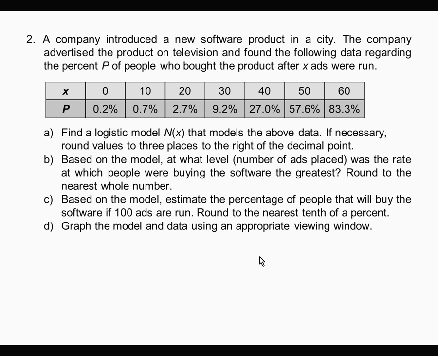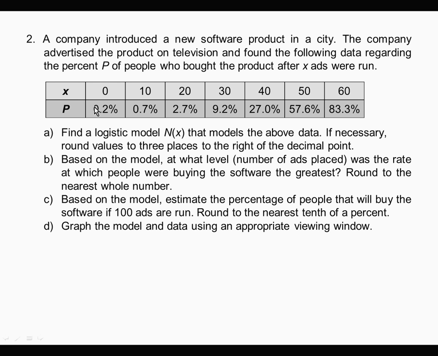Example number 2. A company introduced a new software product in a city. The company advertised their product on television and found the following data regarding the percent P of people who bought the product after X ads were run. Now notice, since P is percent, the most it can be is 100%. So the problem itself implies a carrying capacity.